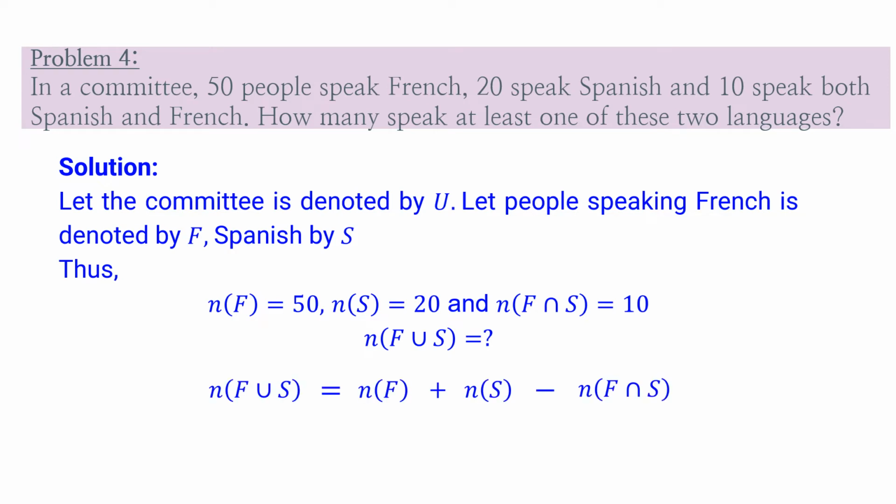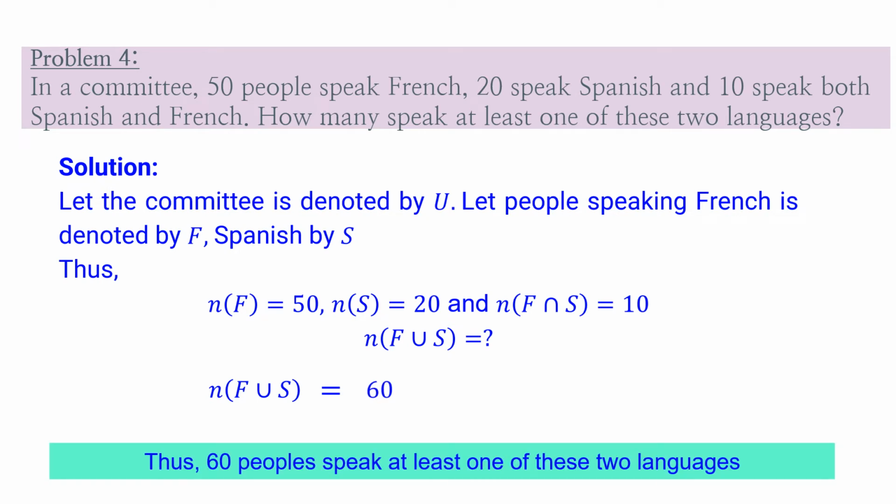From set theory, we know that the number of elements in F union S is equal to the number of elements in F plus the number of elements in S minus the number of elements in F intersection S. Substituting the known values, we find that n of F union S is equal to 50 plus 20 minus 10, which is equal to 60. Thus, 60 people speak at least one of these two languages.